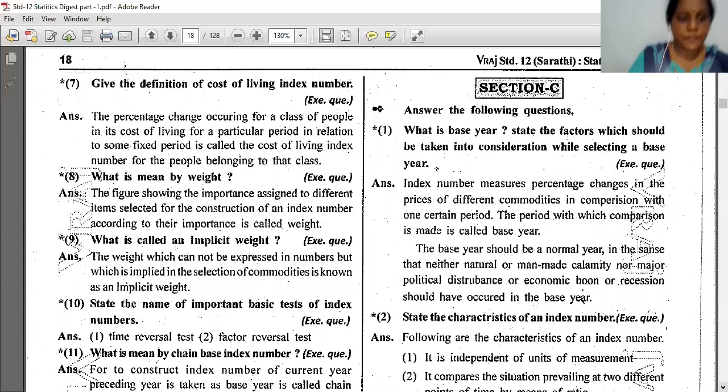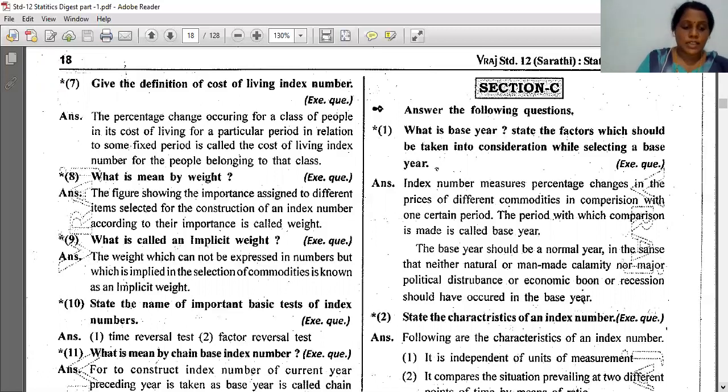Now, ninth one, what is called an implicit weight? The weight which cannot be expressed in numbers but which is implied in the selection of commodities is known as implicit weight. It cannot be expressed in numbers but it is implied in the selection of a commodity. It is called implicit weight. Implicit means implied. State the name of important basic tests of index number.